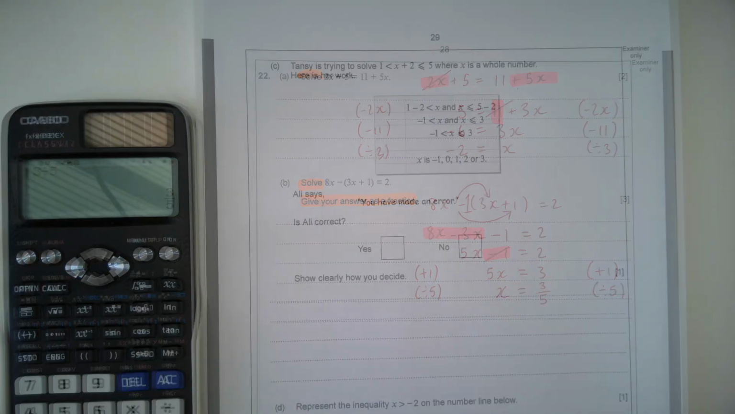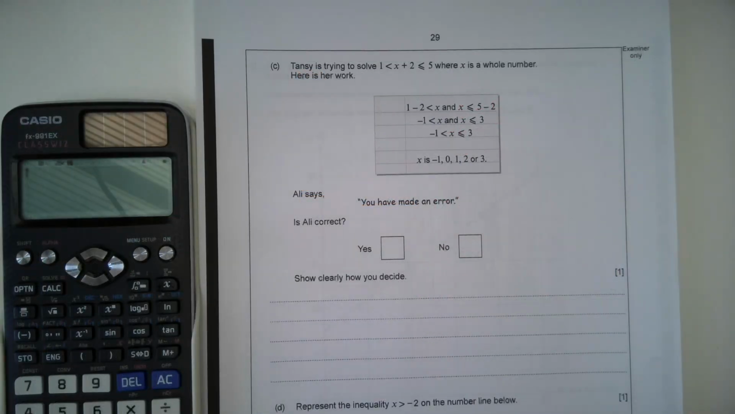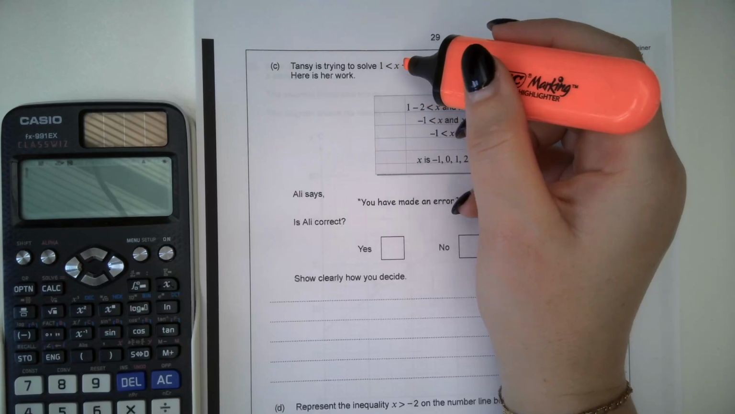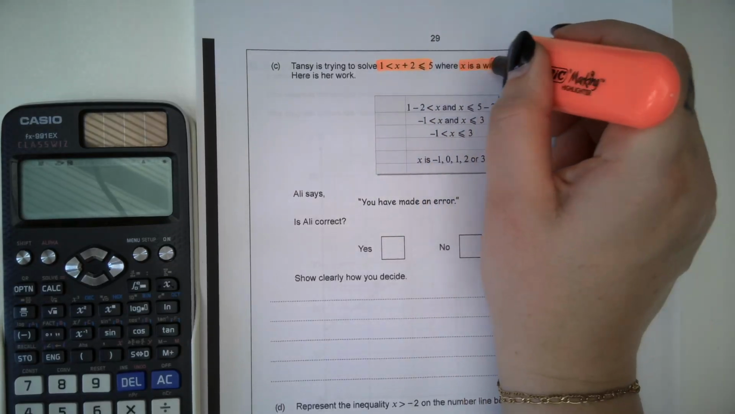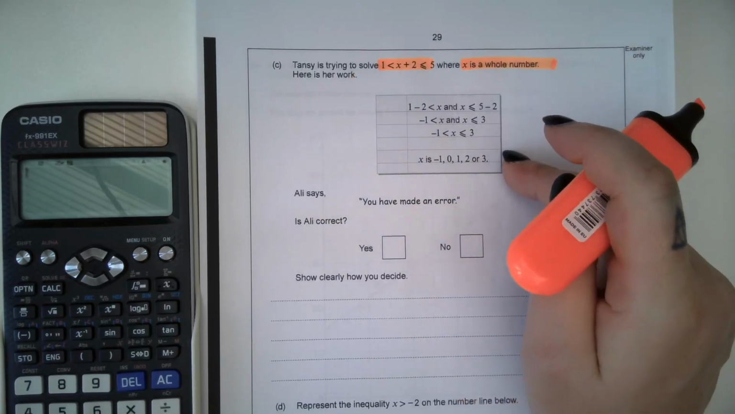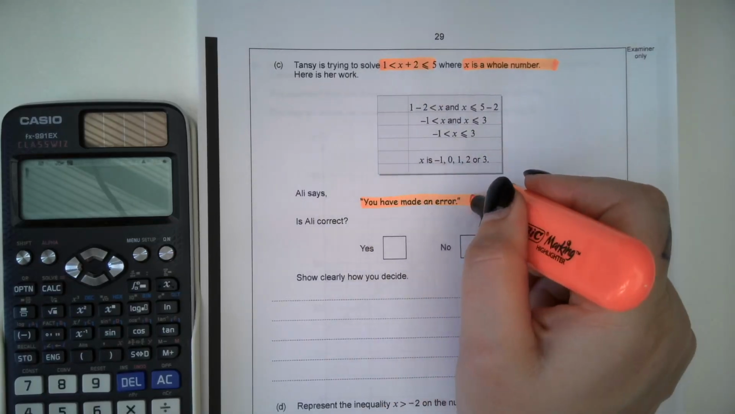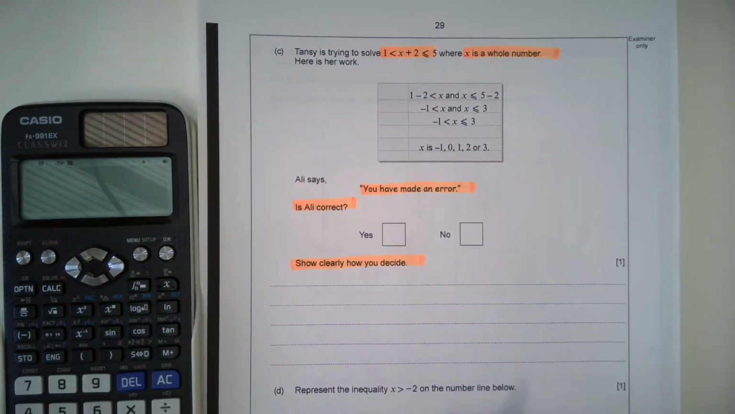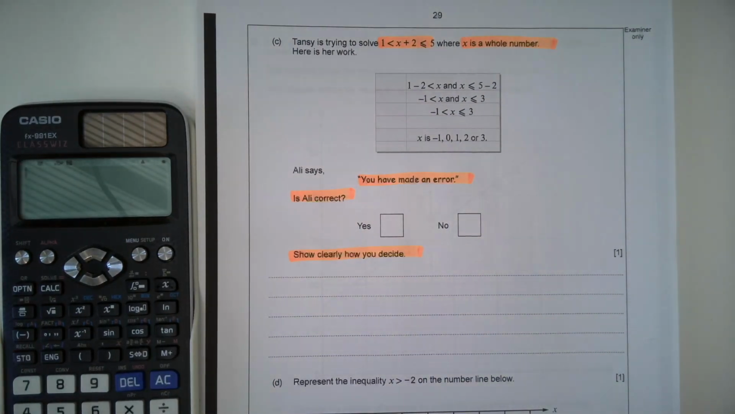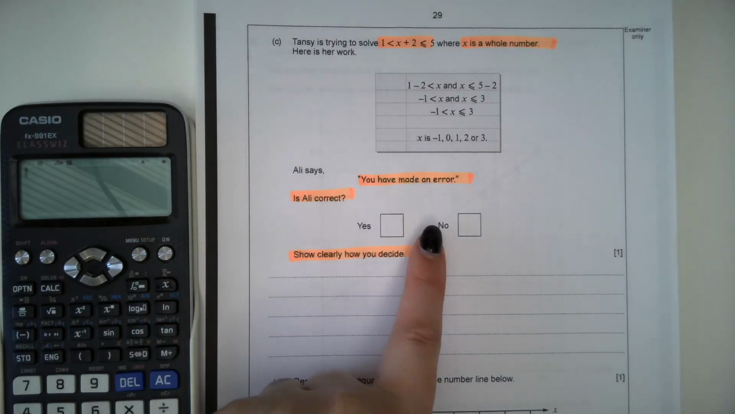Part C. Tansy is trying to solve 1 is less than x plus 2, which is less than or equal to 5, where x is a whole number. Here's her work. So this is her working out. Ali says, you've made an error. Is Ali correct? Yes or no? Show clearly how you decide, guys, okay? So we're not just going to agree or disagree with Ali.